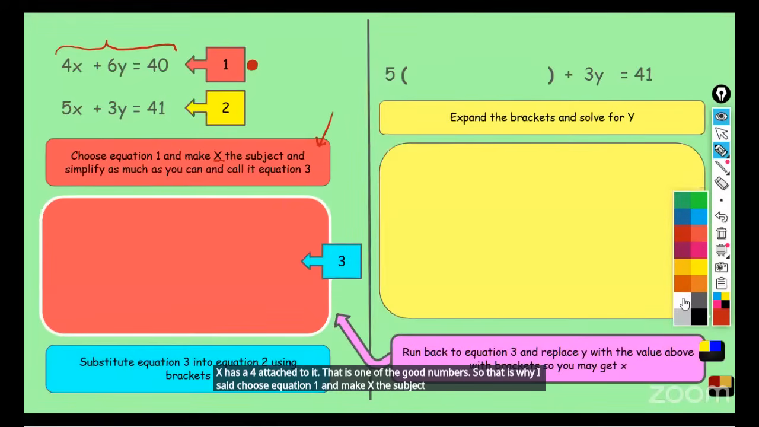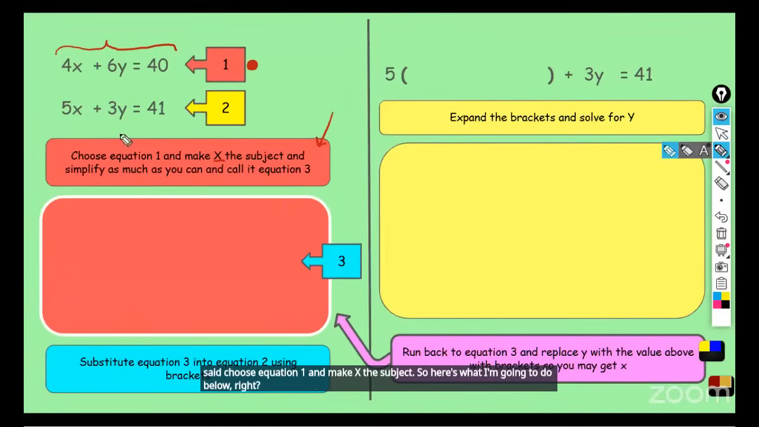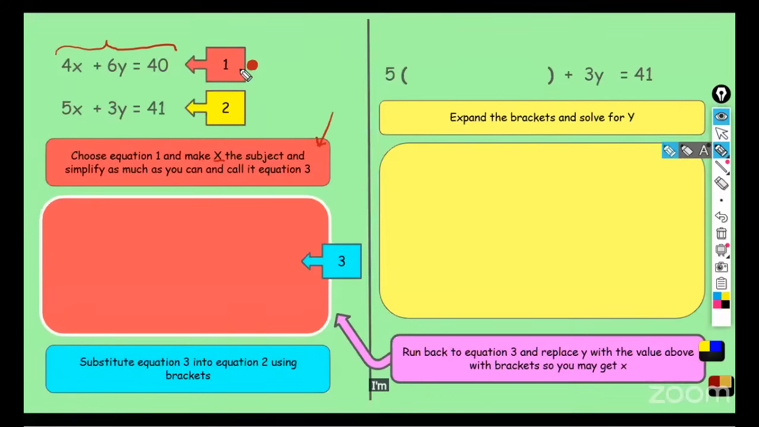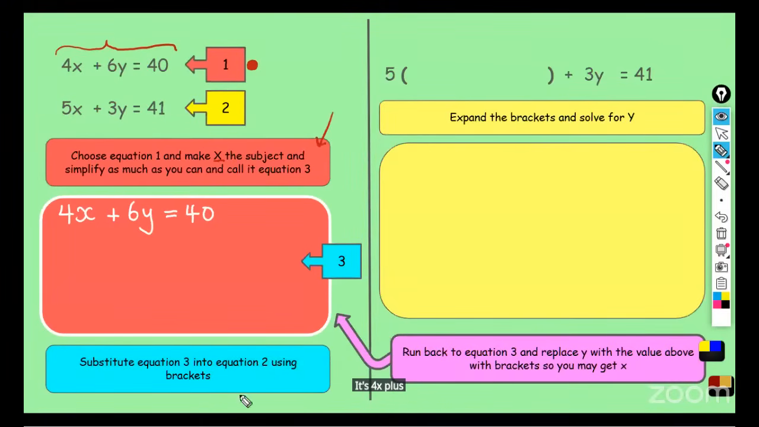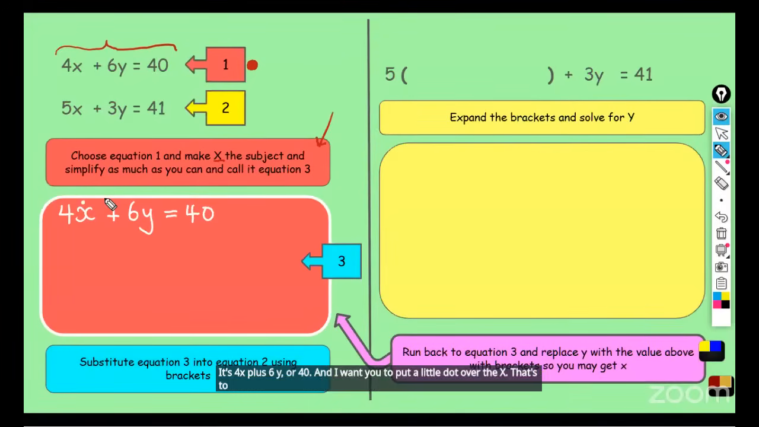So here's what I'm going to do below. Since we're focusing on equation 1 only at the moment, I want everyone to write equation 1 down here. Don't change anything. You're writing back equation 1 as it is. I didn't change anything. It's 4x plus 6y equals 40. And I want you to put a little dot over the x. That's to remind yourself that we're going to make x the subject.